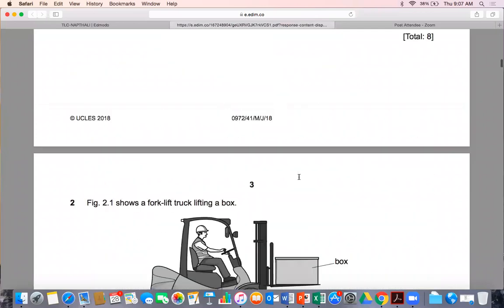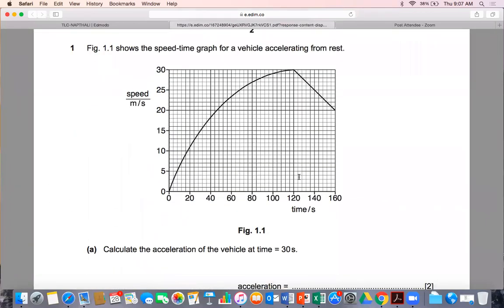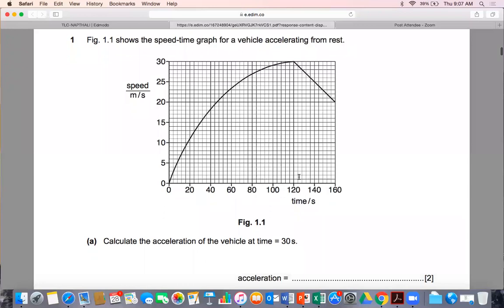Okay, let's look at question 1. Everyone can see my screen? Yes, teacher. So I have a speed time graph for a vehicle accelerating from rest. From 0, it's starting to accelerate. So what's the acceleration of the vehicle at time 30? At time 30, what's the acceleration?